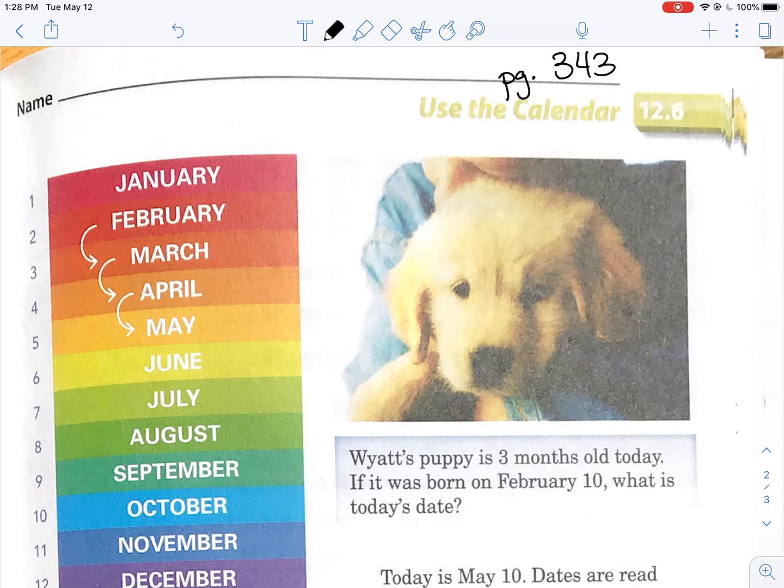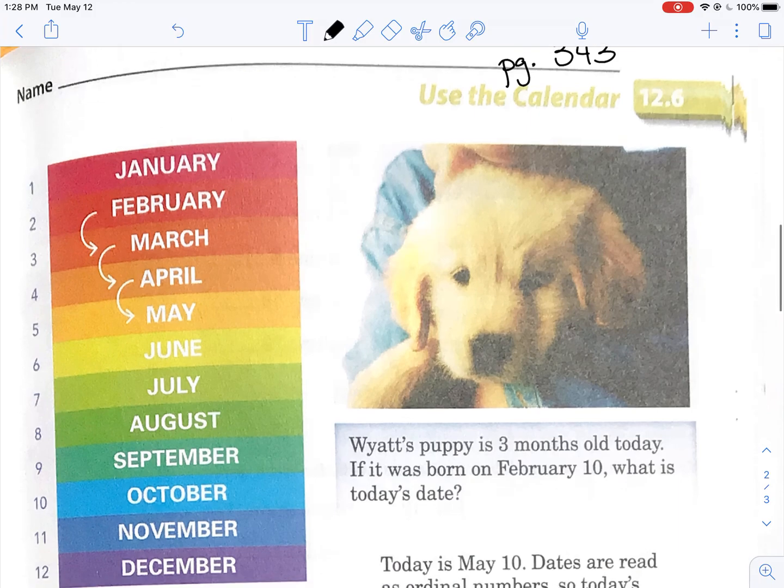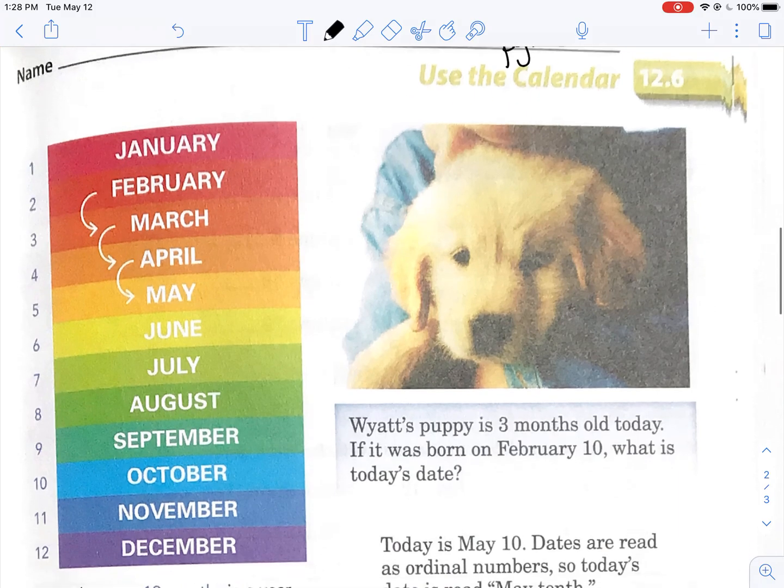But so here we are going to use the calendar today. So not a lot of math, but we are using our math brains. This shows you January, February, March, and April, May, June, and July, August, September, October, November, December. These are the months of the year.